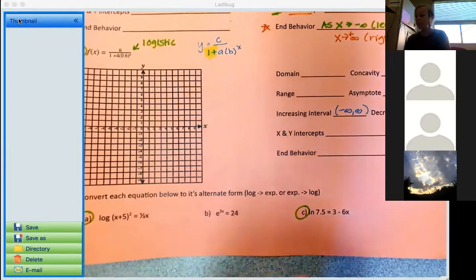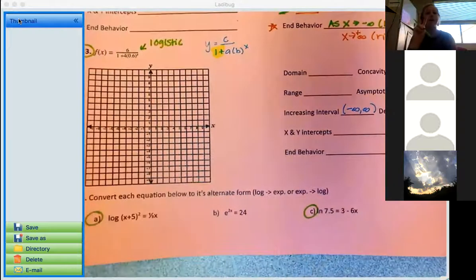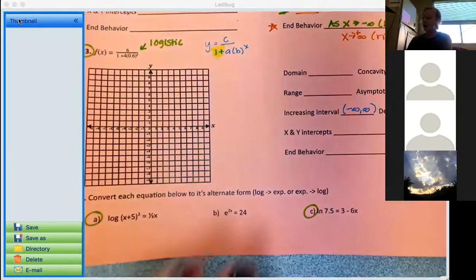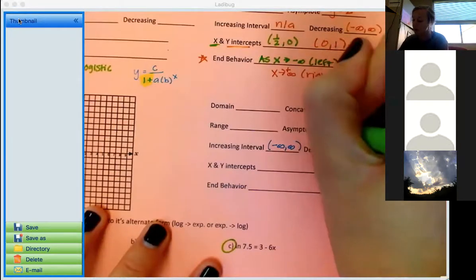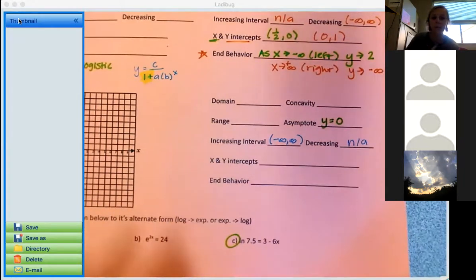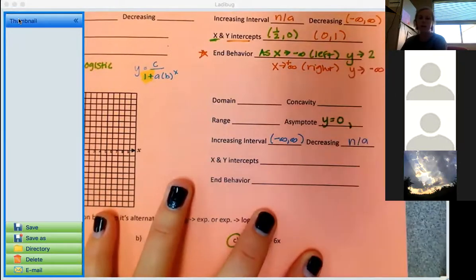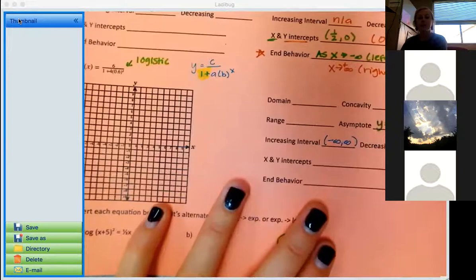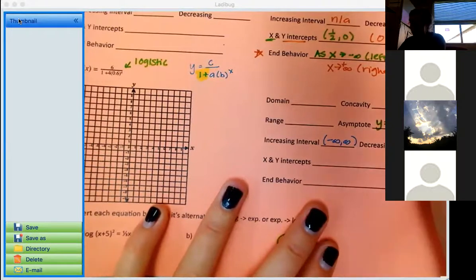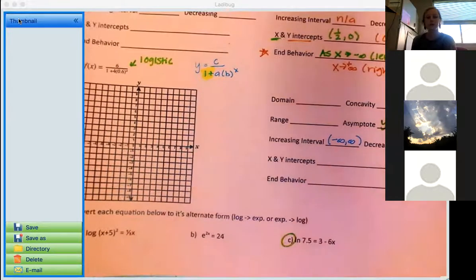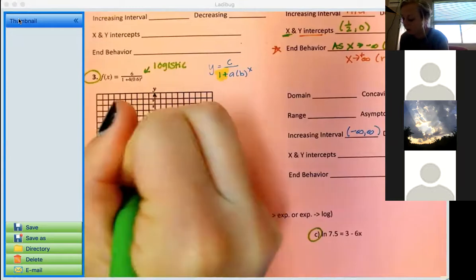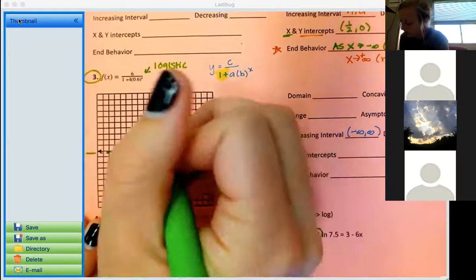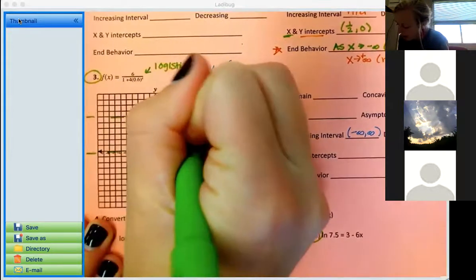So if you guys remember from Friday, logistic functions have 2 asymptotes. The first one is always y equals 0, because you can't have negative populations, you can't have negative money, that kind of thing. And then what's the second asymptote always? Carrying capacity. Good. And what's our carrying capacity here? 6. Good. So those are your 2 asymptotes. So we know this function is in between 0 and 6.